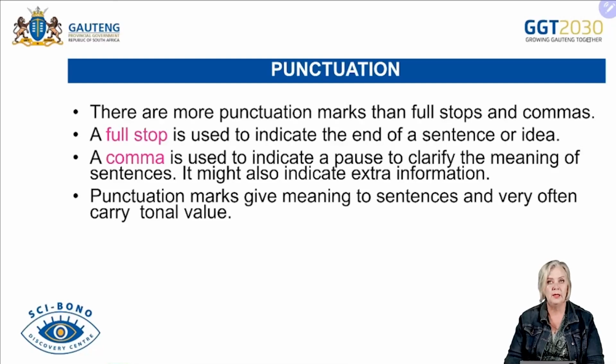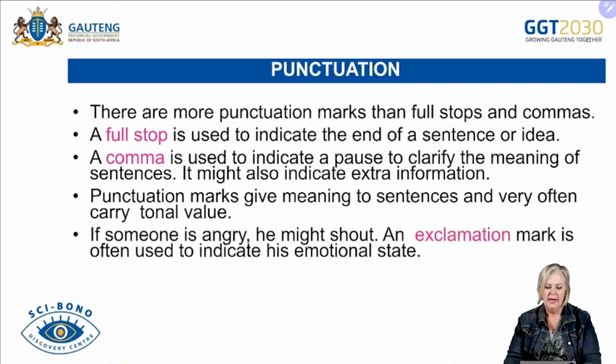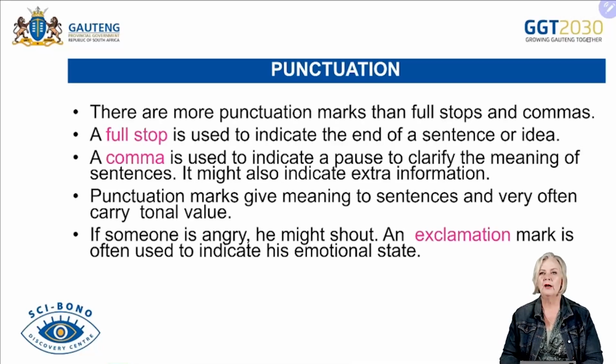Punctuation marks give meaning to sentences and very often carry tonal value. Remember, I referred to tonal value when we talked about the choice of words. Walking in as opposed to strolling in, or rushing in, or storming in, or sauntering in to a room. If someone is angry, he might shout. An exclamation mark is often used to indicate his emotional state, and you are free to use it to show an expression of that specific character.